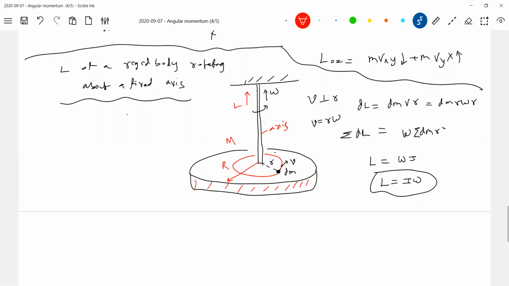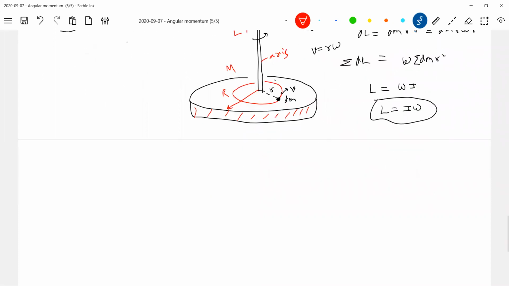We know already rotational kinetic energy. What is rotational kinetic energy? Half I omega square. Now what did we bring? We brought the angular momentum of a rotating rigid body about an axis. What is it? Moment of inertia into angular velocity. Let's take some examples. So let me take a pendulum, a conical pendulum. Can you remember the conical pendulum?